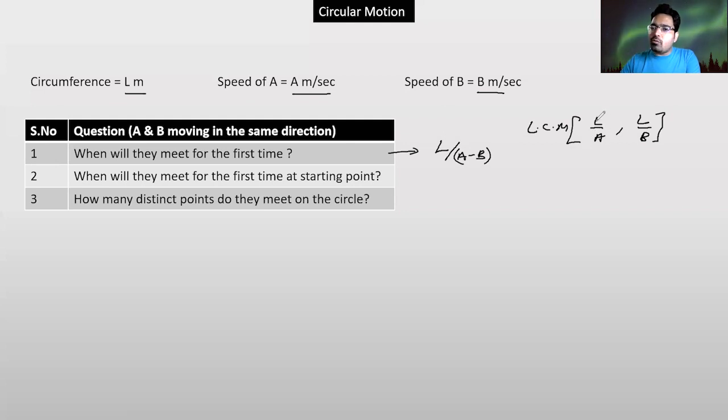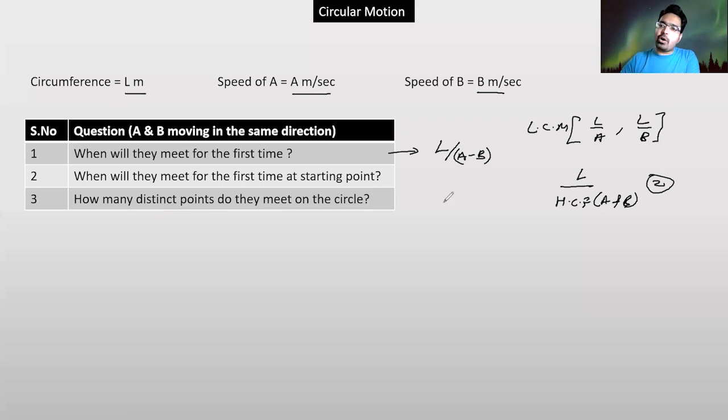So how do I calculate the LCM of fractions? I take the LCM of the numerators and divide by the HCF of the denominators. In this case, the numerator remains the same for both of them. So the LCM of the numerators will be nothing but L, divided by the HCF of A and B. So that will be the answer for your question number 2.